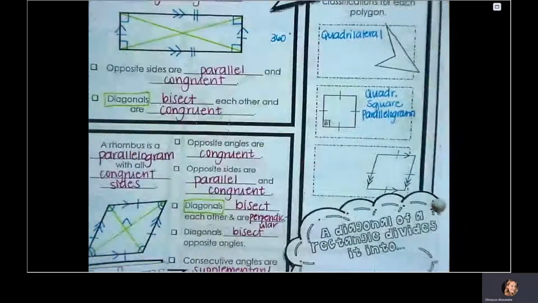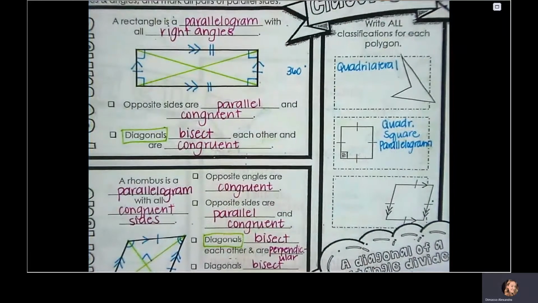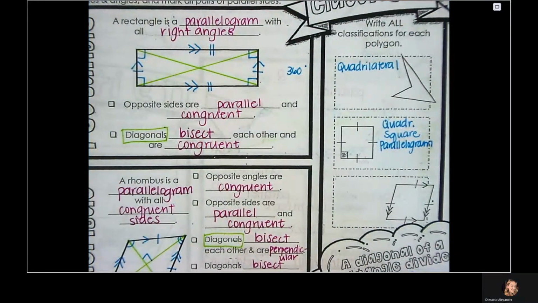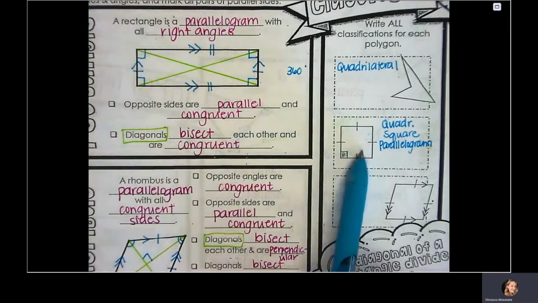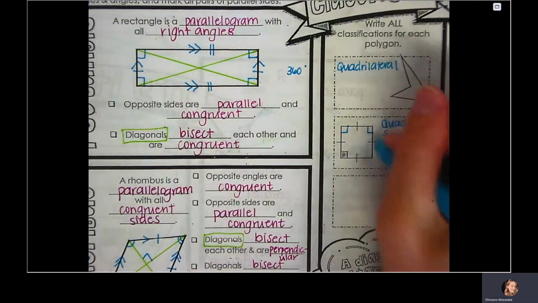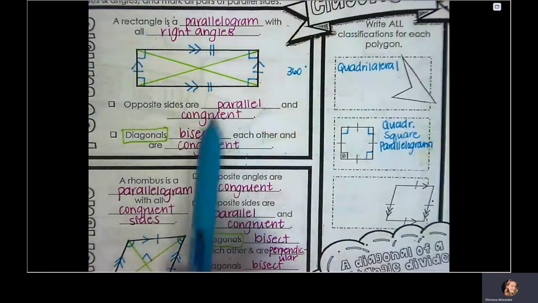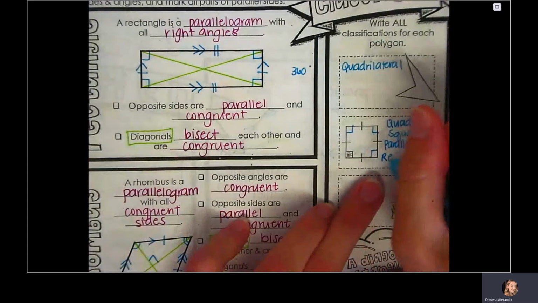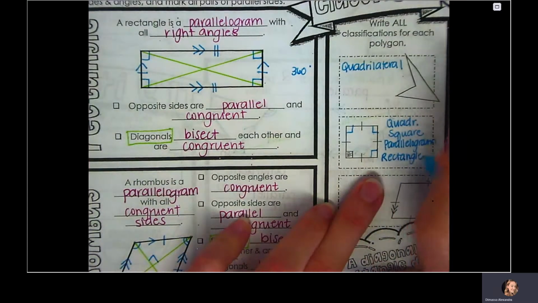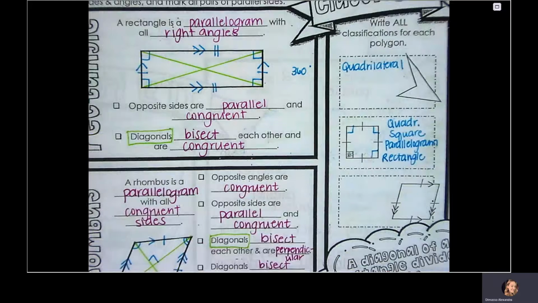All right, let's finish the other two. Is this a picture of a rectangle? Do you have all right angles? Yeah. Are opposite sides parallel and congruent? Yeah. Do your diagonals bisect each other? Yeah. So is this also a rectangle? Yes. So this one's super specific, isn't it?